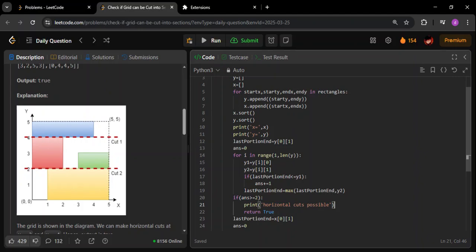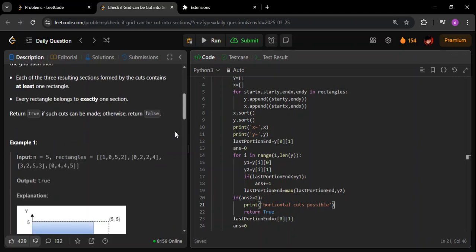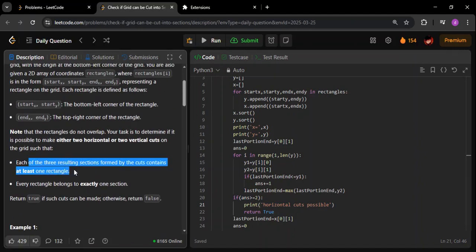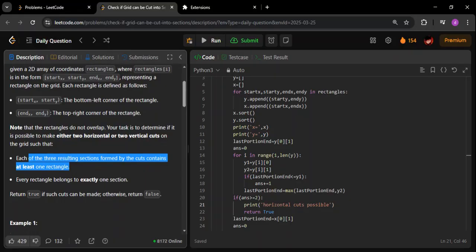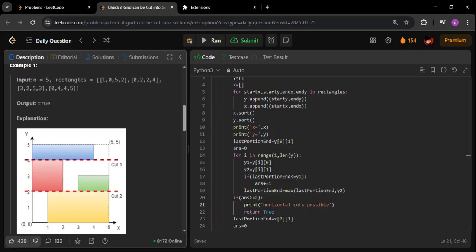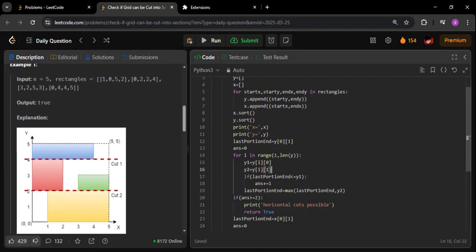Okay, and now why this works, see, the question mandates that between the three sections that are getting formed, there has to be a rectangle in each one of them. Okay, that is the first reason. Now how to ensure that it is working? That's why I have started from index number 1. That means even if at the first index, that is index number 1, you are getting a cut, that means even before that there is a rectangle for sure. Okay, that is the basic idea which I'm proceeding with.